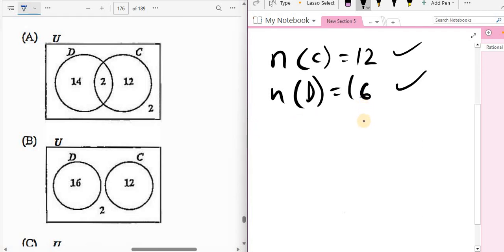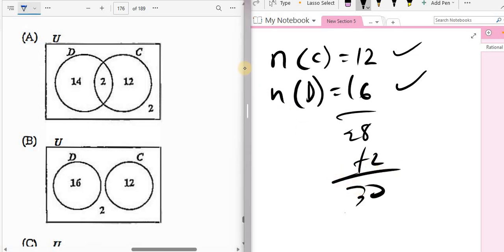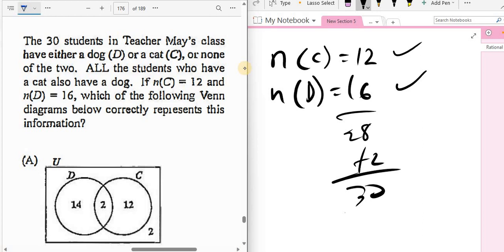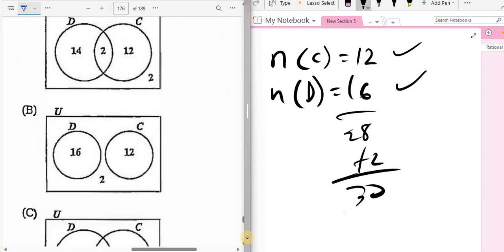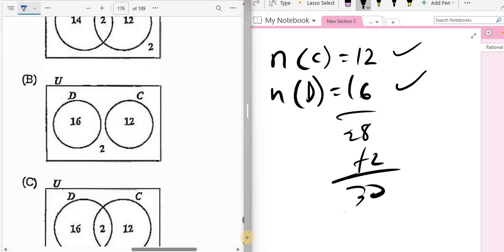When you add 16 plus 12, you get 28. Plus 2 outside, you get what? The 30 students in the class. But the problem with B is what? This next information, where it says that all students who have a cat also have a dog. And this is suggesting that's not true. Because if that's the case, you'll have an intersection. Do we have an intersection here? No. This is suggesting that what? The persons who own cats don't own any dog, isn't it? So we have to skip out B. Let's turn to C.